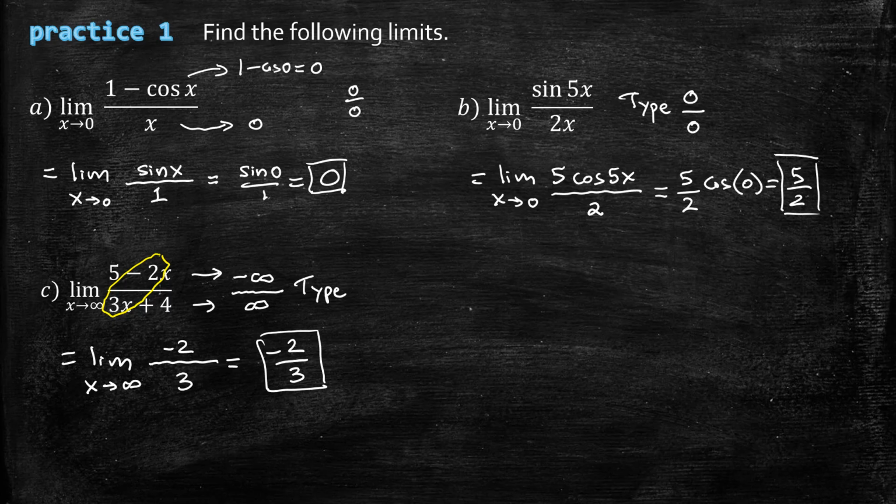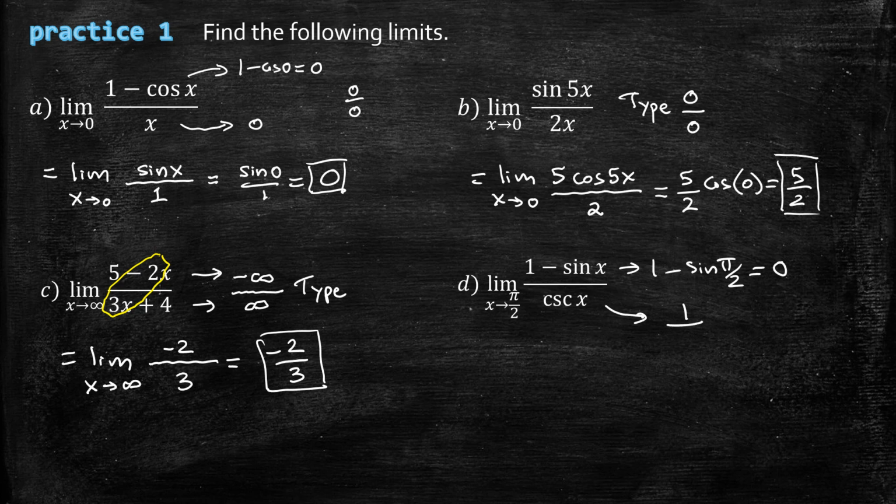So finally, we have the limit as x goes to pi over 2, 1 minus sine x over cosecant x. If we plug in 1 minus sine pi over 2, we get 1 minus 1, which is 0. But if we do this here, so 1 over sine, cosecant is 1 over sine, we actually get 1 over 1. And because the conditions aren't met, we cannot apply L'Hopital's rule. So be careful, because it doesn't always apply all the time. You have to either have 0 over 0 or infinity over infinity, at least for now.